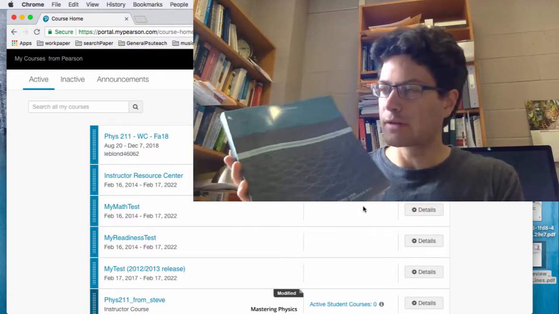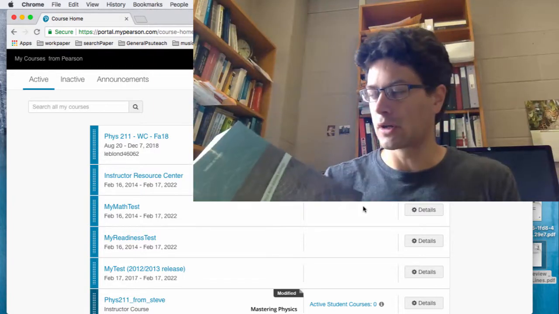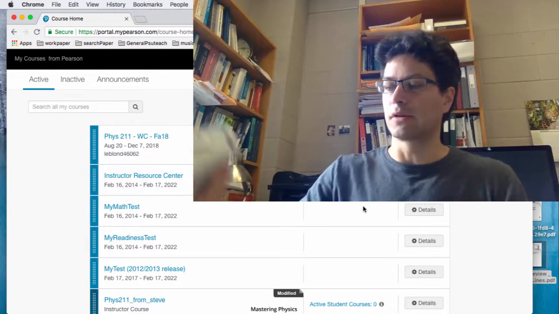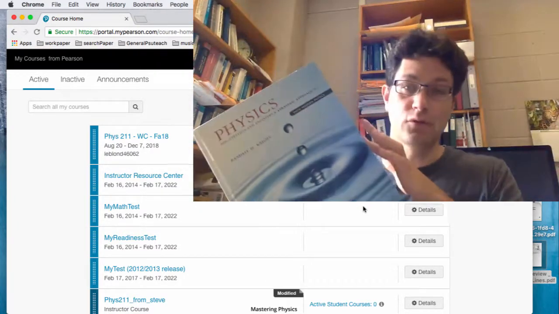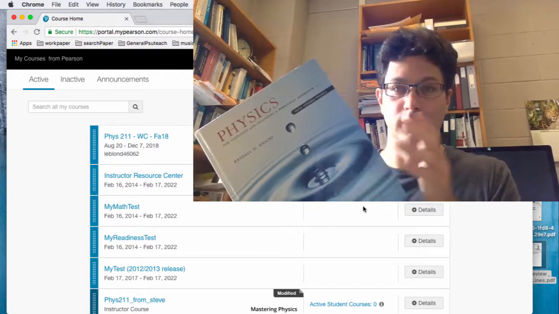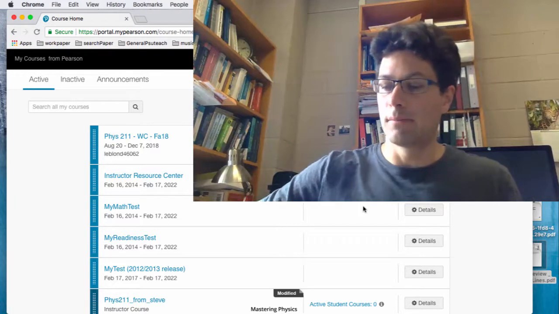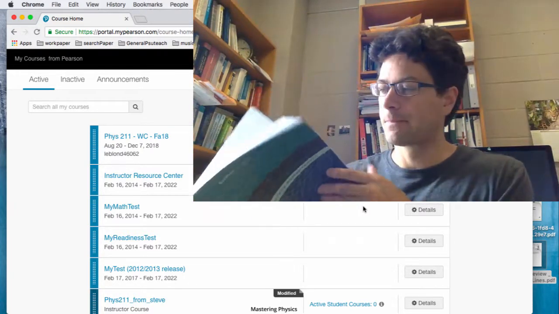So this is the custom edition for the fourth edition of the book. You may also get the full textbook. This is the full textbook. It's much bigger. If you have that, that's fine. Of course, that will work. And this is also what we're going to use for Physics 212 if you continue. But this is much cheaper and includes all the chapters that we need.